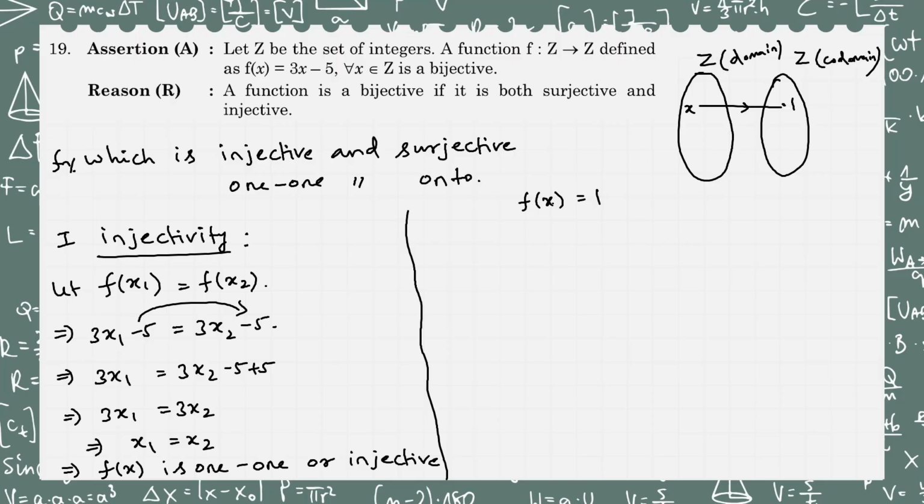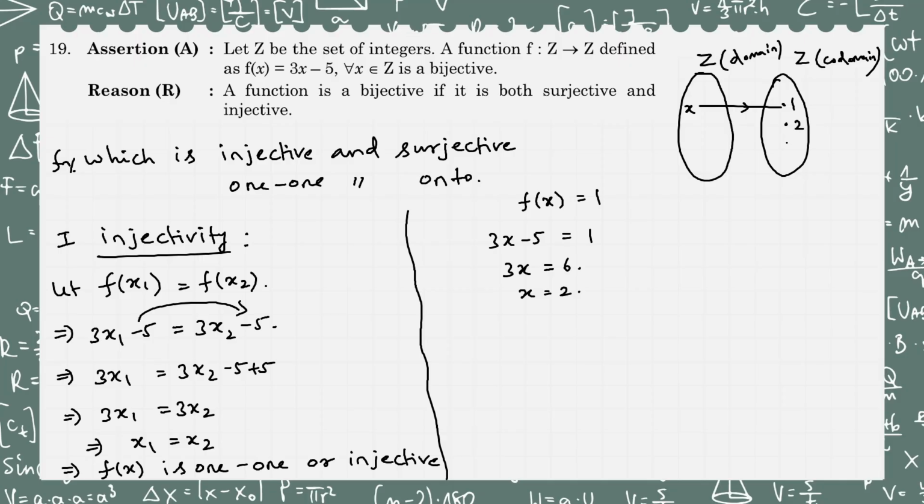I want to know what is that x here. So 3x minus 5, that is our f of x's value, that should be equal to 1. So this will give you 3x equal to 1 plus 5, 6, x equal to 2, and x equal to 2 is possible because in the set of integers we have that 2.